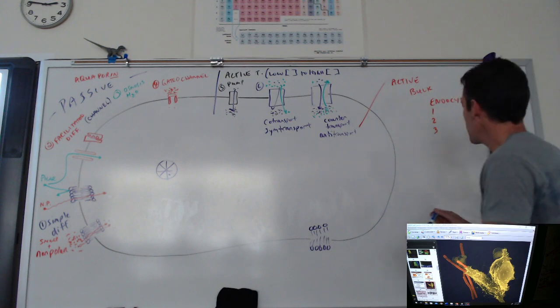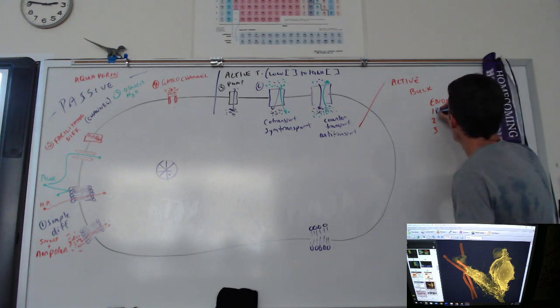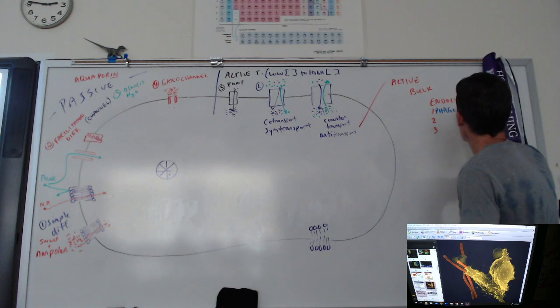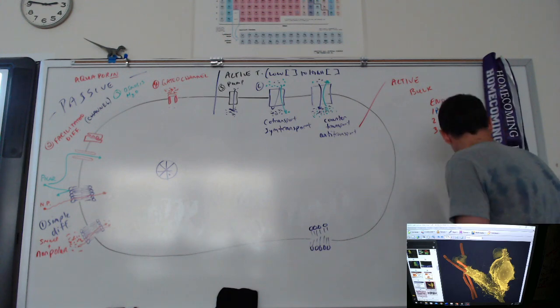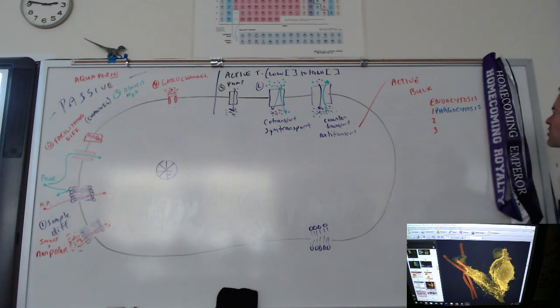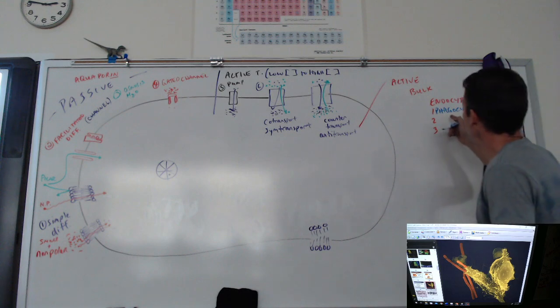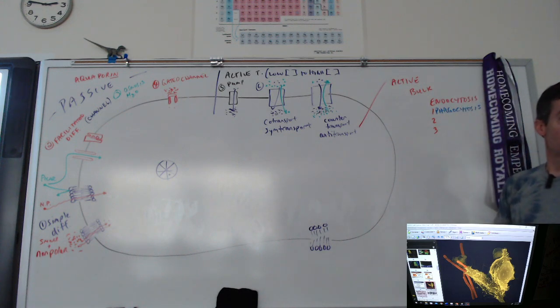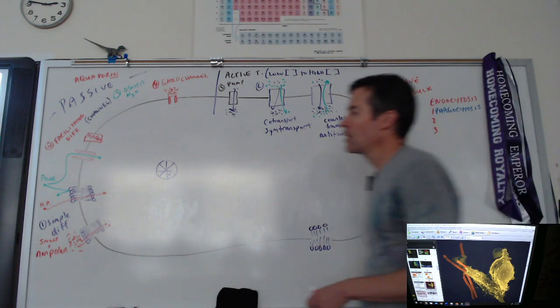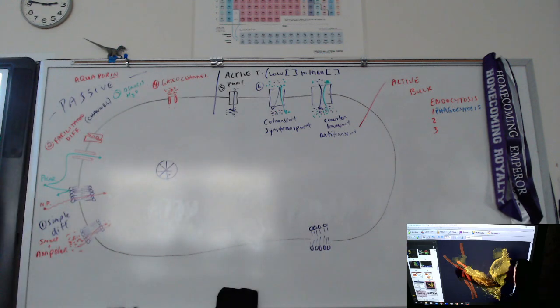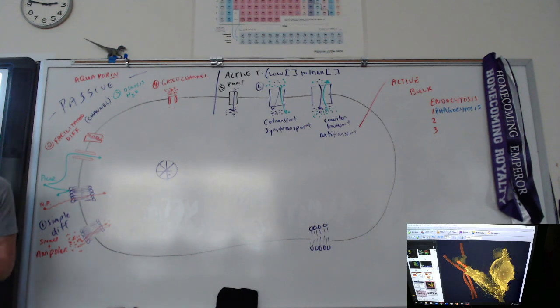Well, one of those is called phagocytosis. I'm a high school teacher, so I say phago. Phagocytosis is cell eating. So if I am digesting something that's big and mostly solid, they call that phagocytosis. So when a white blood cell gobbles up bacteria, that's phagocytosis.